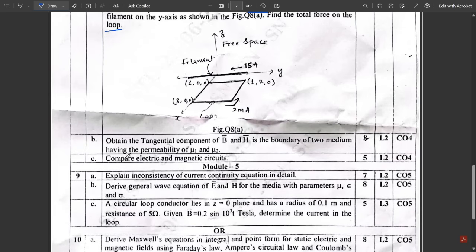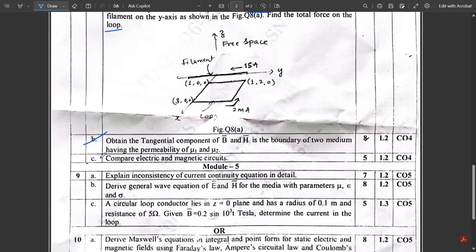Okay, so next, this is very easy, related to boundary conditions with respect to magnetic field intensity and flux density. They have asked for the tangential component, having the permeabilities mu1 and mu2. So this was about the magnetic boundary conditions. One problem I've already told you in my conceptual videos. So if you had followed that correctly, you could easily answer this as well.